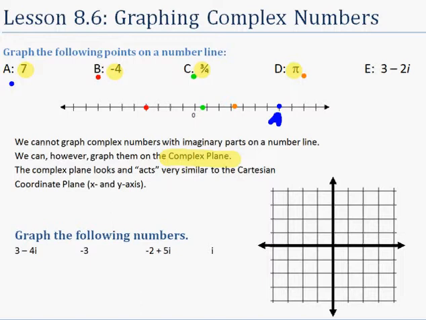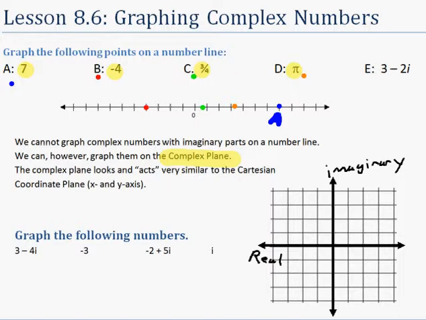So graph the following numbers. Well, let's talk about our complex plane first. Instead of having an x-axis and a y-axis, we have our real axis, which is our normal x-axis, our horizontal axis, and our vertical axis is our imaginary axis. That makes it fairly simple to graph, because it's going to look so much like graphing on a Cartesian coordinate plane with x and y.